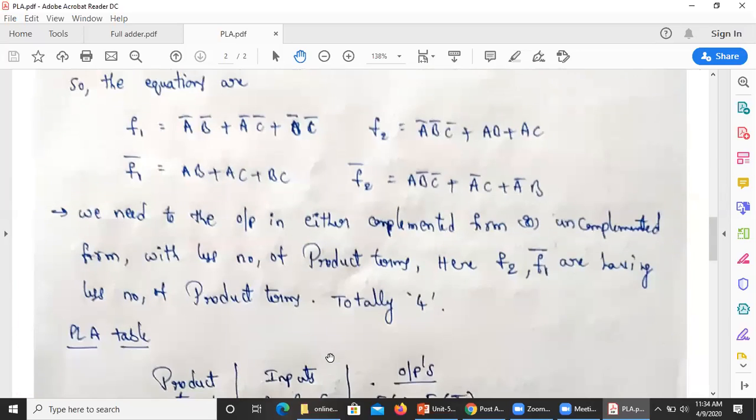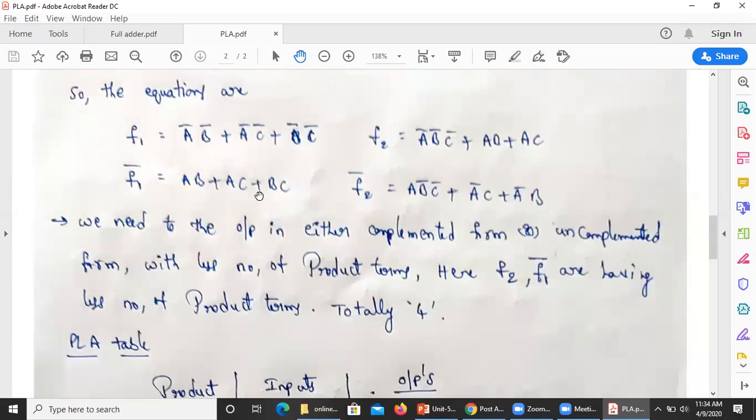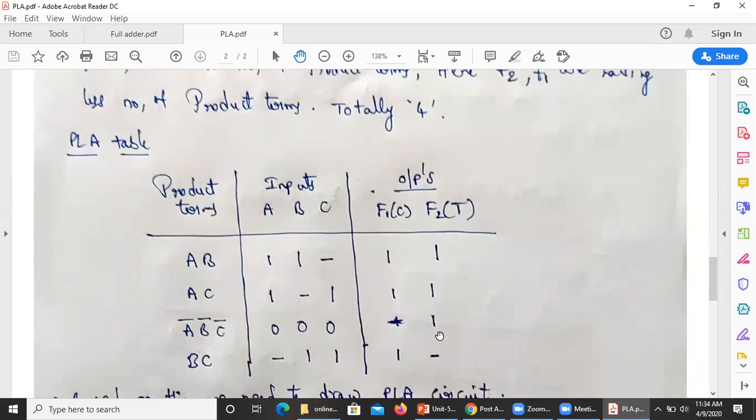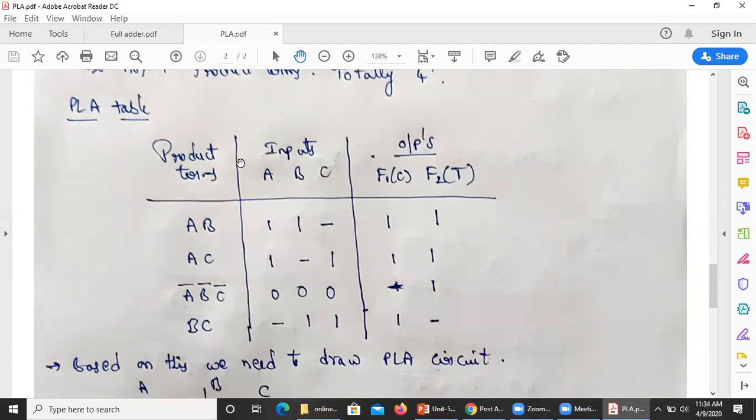So based on these things, we are going to draw a PLA program table. So what are the equations we are having? F1, F2, F1 bar, F2 bar. In this we are choosing F2 and F1 bar, which contains the less number of product terms, which are 4. So what is the PLA table which contains? This is called as a PLA program table, which contains product terms, inputs, outputs.